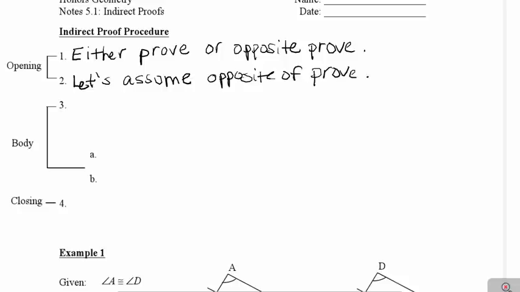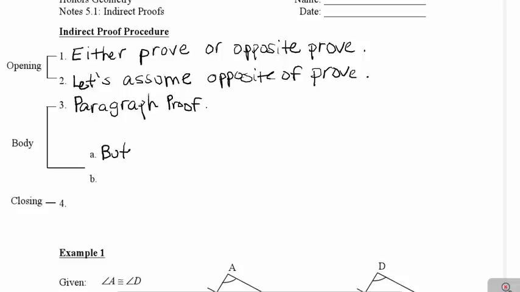So we start by assuming whatever the opposite is of what we're trying to prove. And this is where it comes in as being indirect. So we're going to try to prove the opposite. And to do this, we usually do some sort of paragraph proof. So you're going to set it up now very similar to a paragraph proof in the body, and you keep going through that paragraph proof until you reach a contradiction.